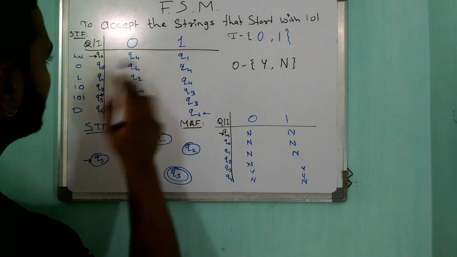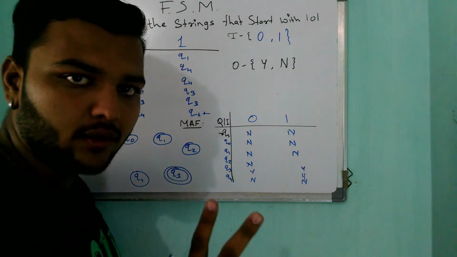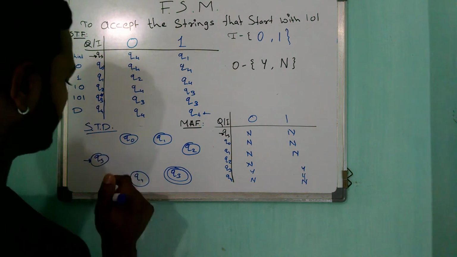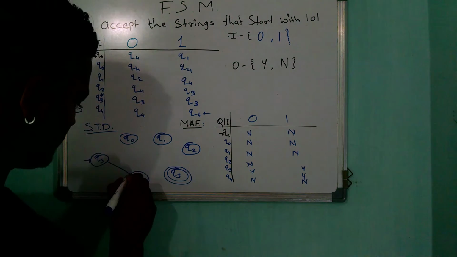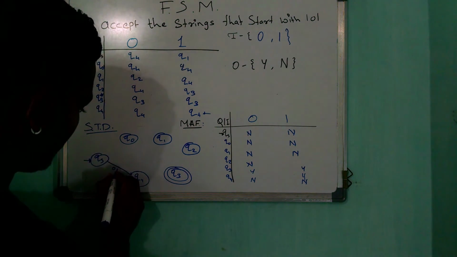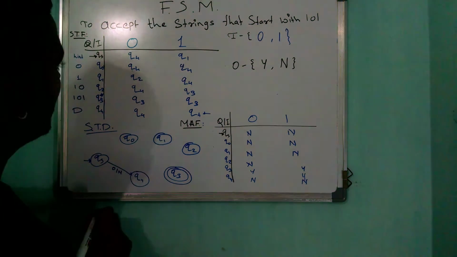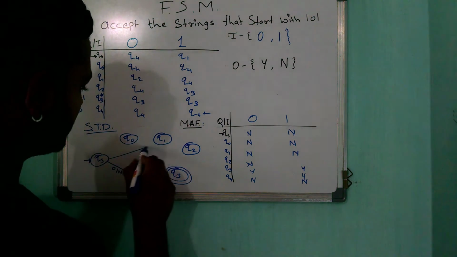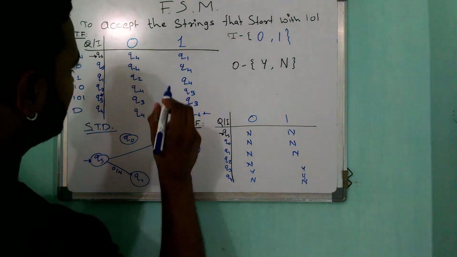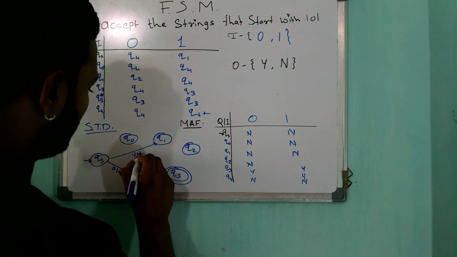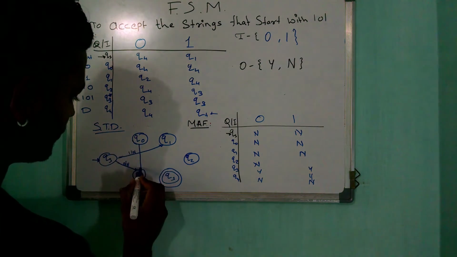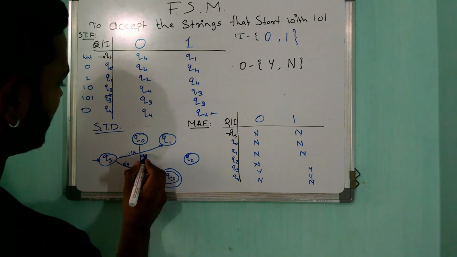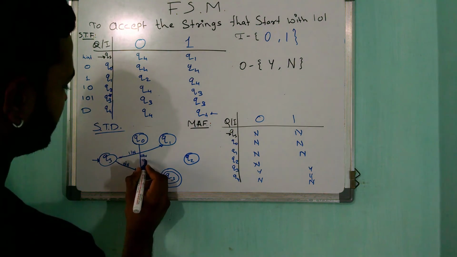Now there are two inputs, 0 and 1. So from each state there will be two arrows going outside. Let's start with QS. From QS we have two arrows. One goes to Q4 when 0 is the input and it gives the answer as no, and one goes to Q1 with 1 as the input and answer as no. From Q0 there are two arrows to Q4. One is 0/no and one is 1/no.